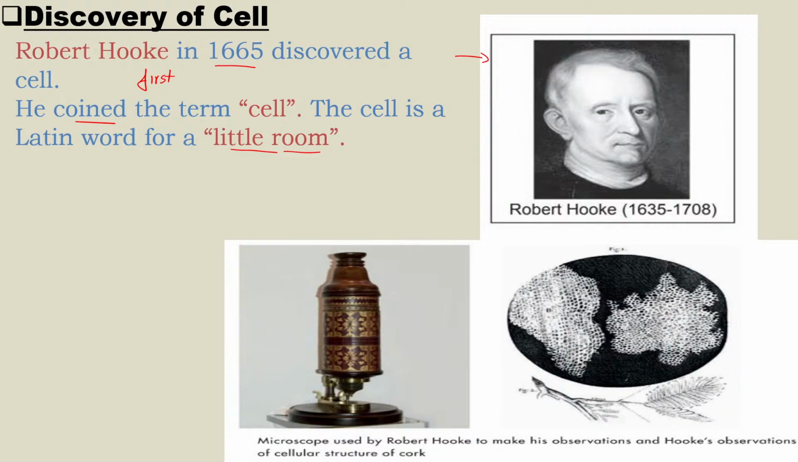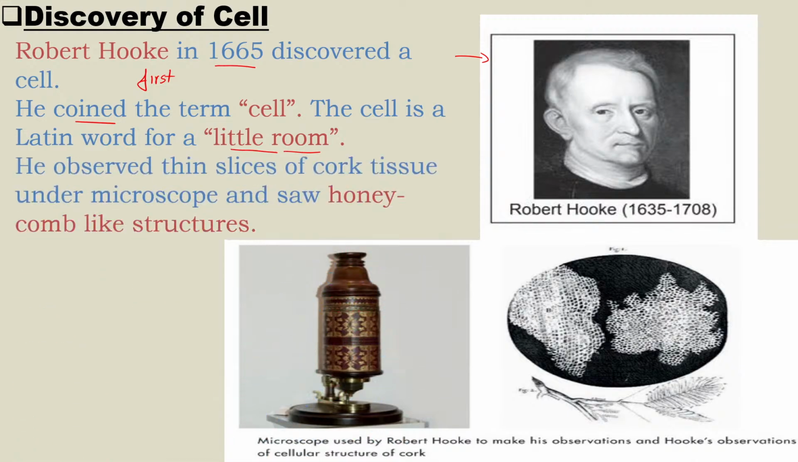What did he do? He used a cork cell. The cork cells he used, and he made thin slices of the cork tissue. Now, what is cork? In the champagne bottles, they use this part of the wood as a bottle cap. Okay, that wood is used.